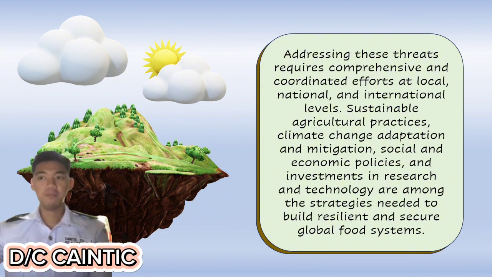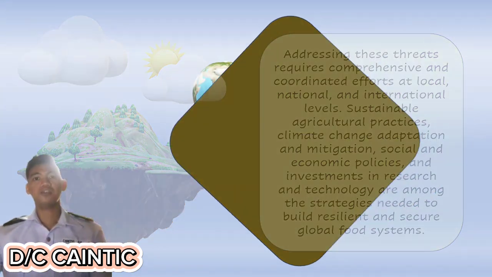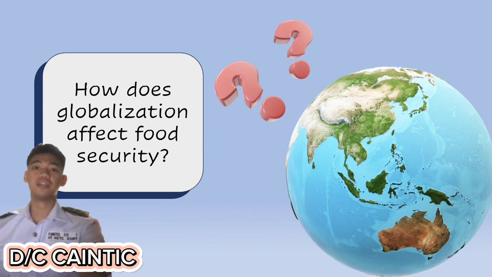For the national level, governments play a crucial role in formulating and implementing policies that support agriculture, ensure food safety, and address socio-economic issues related to food security. Lastly is the international level. Collaboration between nations is essential to tackle global challenges. This includes sharing knowledge, technologies, and resources, as well as coordinating responses to transboundary issues like climate change and global economic trends. So how does globalization affect food security?